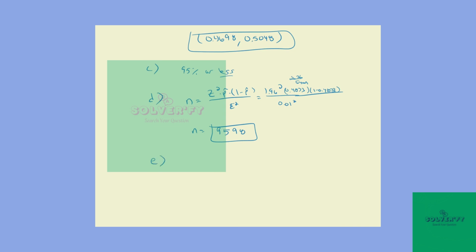For a 99% confidence, the only thing we change is the 1.96 to be 2.576. And we would need 16,579 in the sample.